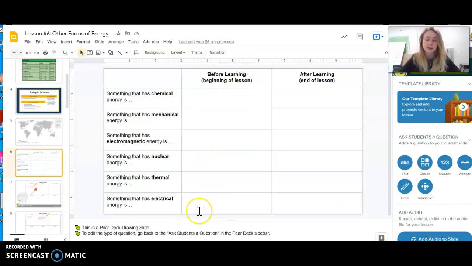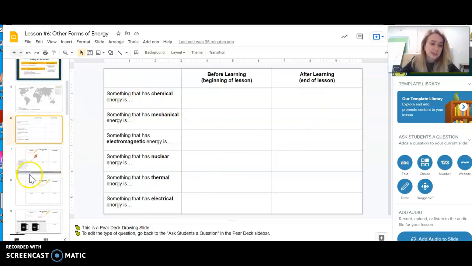Before learning, I want to see what you know. So you're going to tell me something that has chemical energy, mechanical energy, electromagnetic, nuclear, thermal, electrical, and then at the end of the lesson, we'll go back and fill this out and see if we were right. So take a second and do that and pause the video while you're doing it.